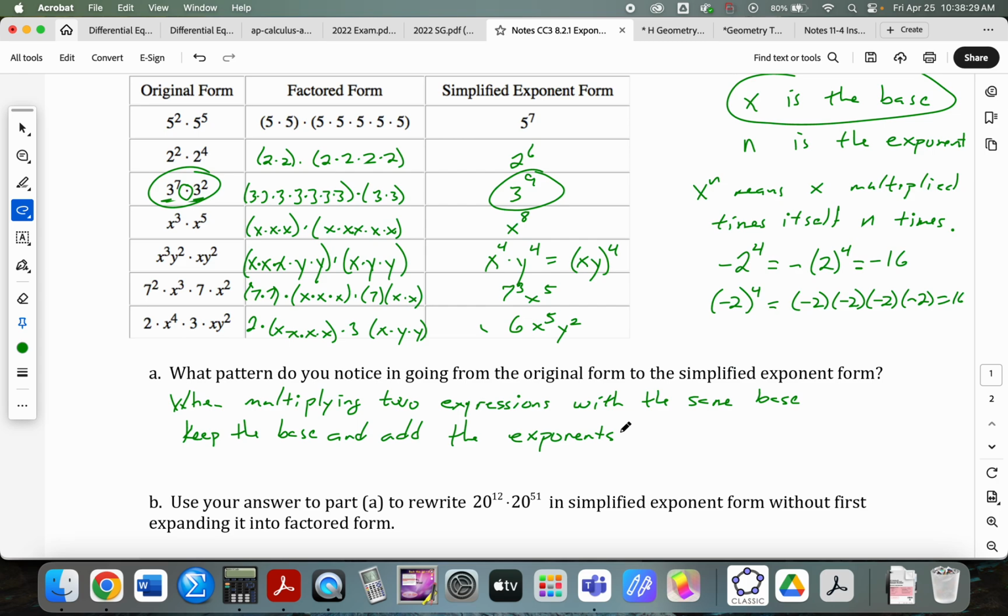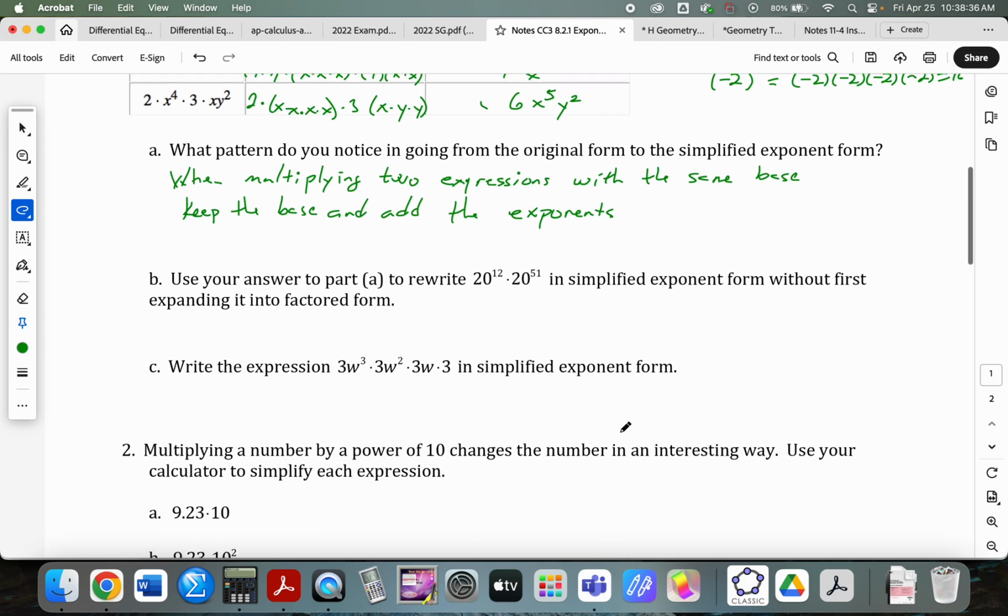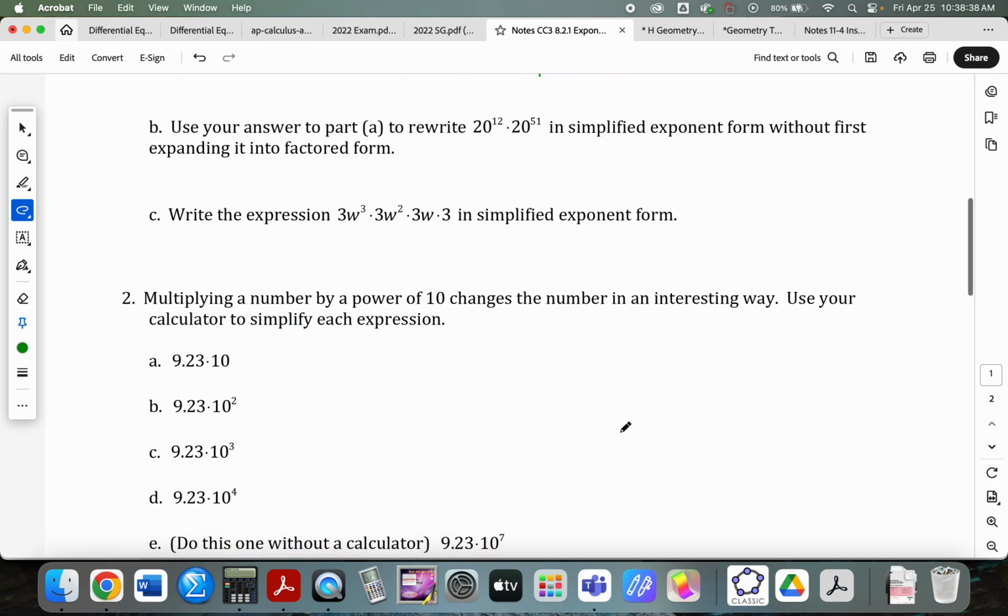So they have to have the same base, and we'll keep the base and add the exponents. So everybody do part B, please, if you haven't already. So Christian, what is it going to be? 20 to the power of 63. Exactly right.